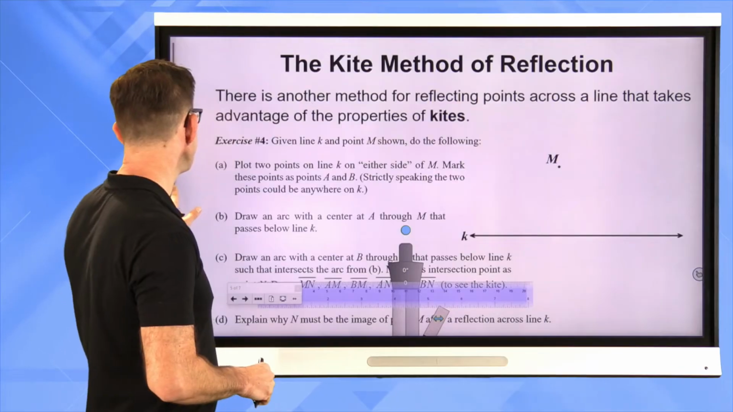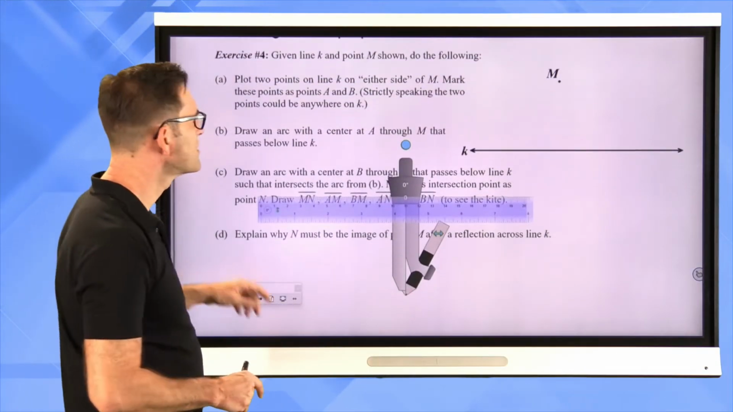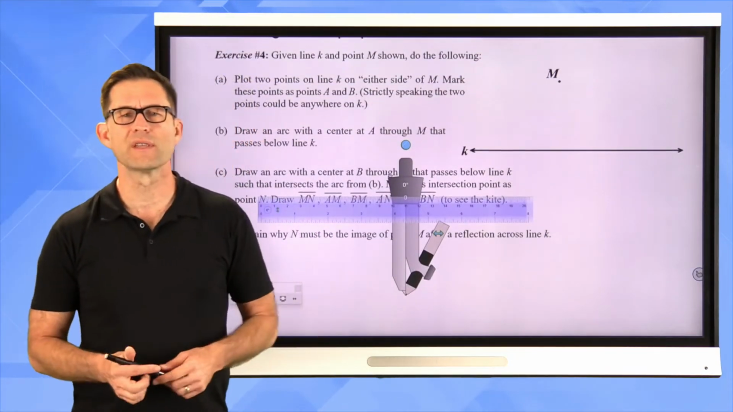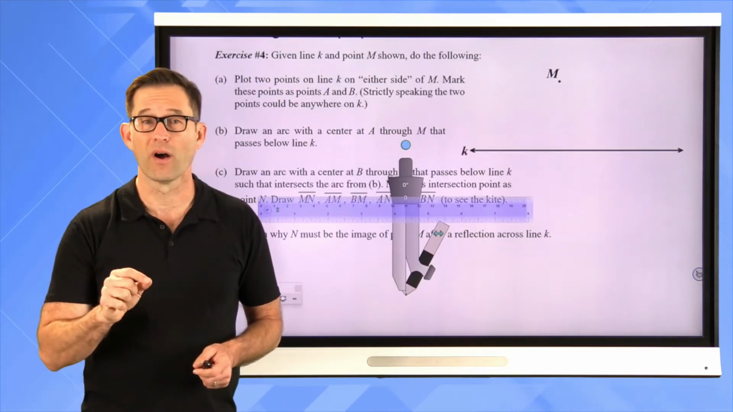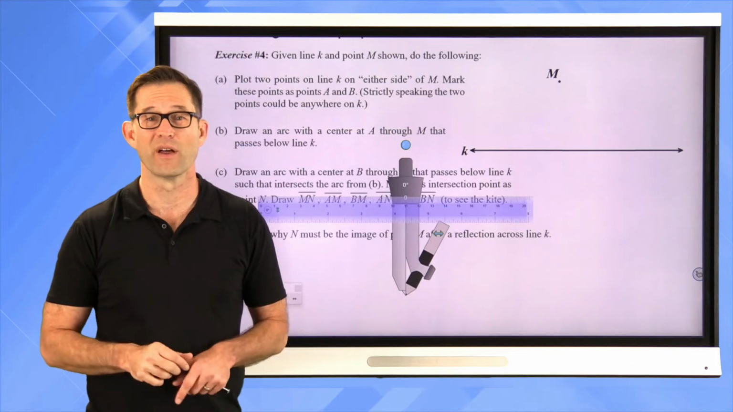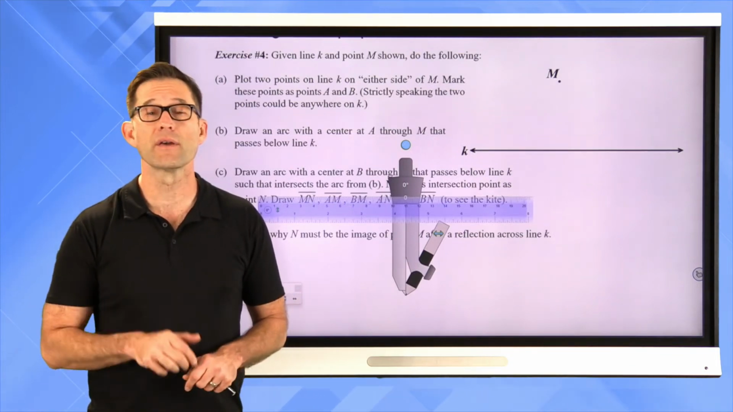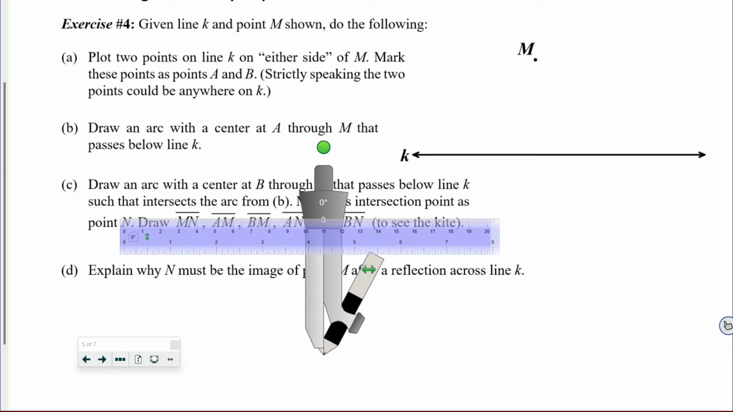So let's take a look at kites and how we can use them to do a reflection of a point across a line, which is not the same as a point reflection. My bad terminology. Let's take a look at exercise number 4. Given line K and point M shown, do the following. Letter A, plot 2 points on line K on either side of M. Mark these points as points A and B. Strictly speaking, the 2 points could be anywhere on K.